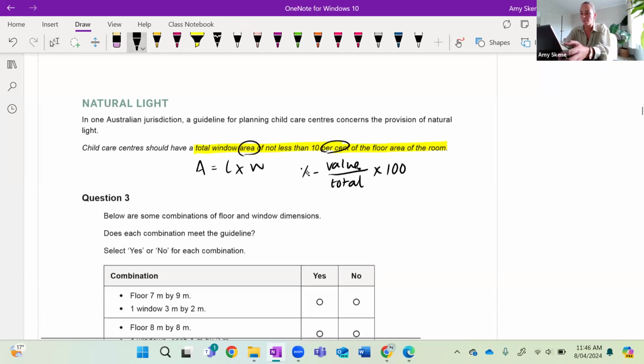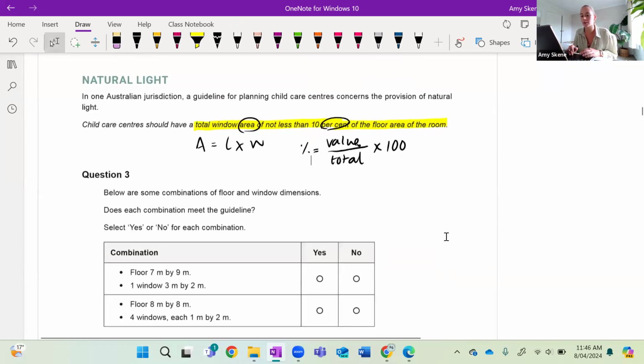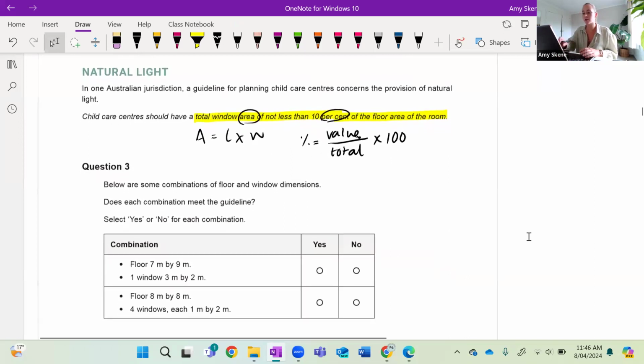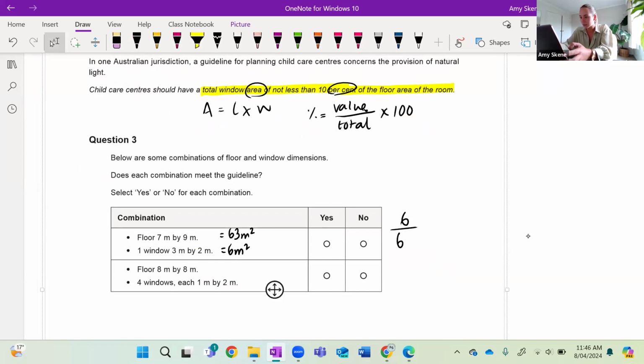Okay, so select yes or no. I'm going to look at this one. We have a window 3 by 2 meters, meaning that our area is 6 meters squared, and the floor 7 by 9, we're going to have 63 meters squared. To find the percentage of this, we put 6 because that's the window, over 63, and we multiply that by 100. You're going to need the calculator for that. So 6 over 63 by 100.